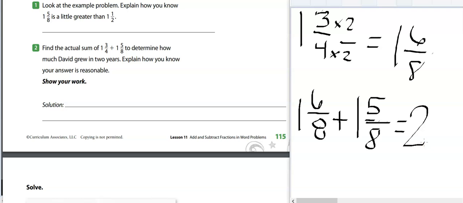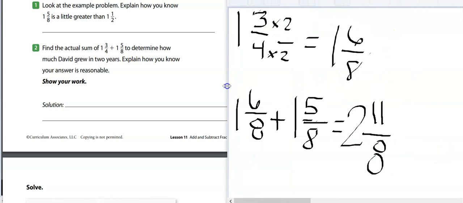We add our numerators next. 6 plus 5 gives us 11. And again, our denominator stays the same. Now, there's something that's a little off. Our fraction is what, boys and girls? It is an improper fraction.